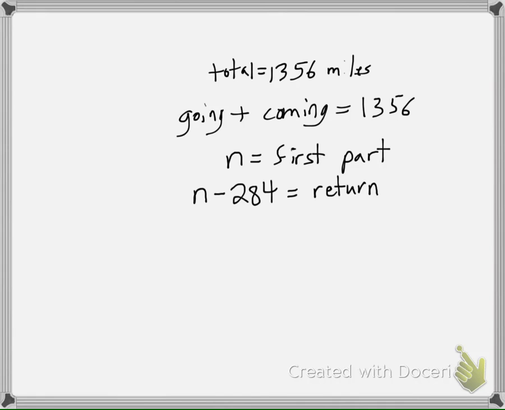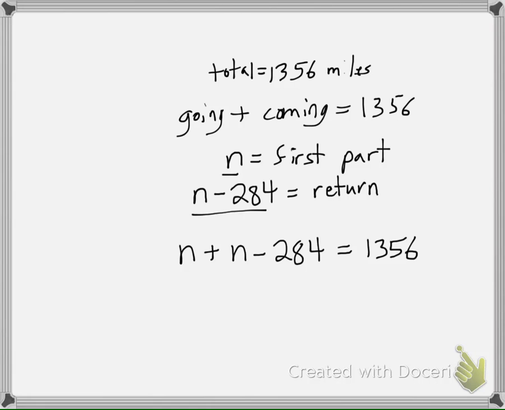Yes. Okay? So if I know this is the first part of the trip, and I know this is the return trip, then I know these two amounts added together, N plus N minus 284, should equal the total trip, which is... Now, this is an equation that we can work out to find out what N is.